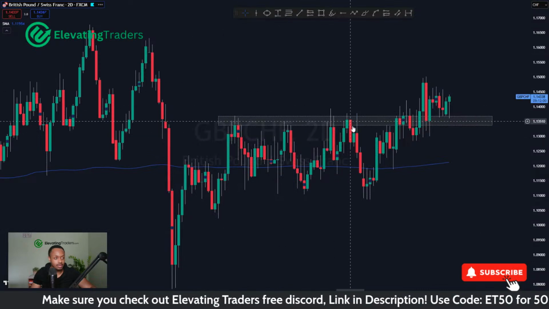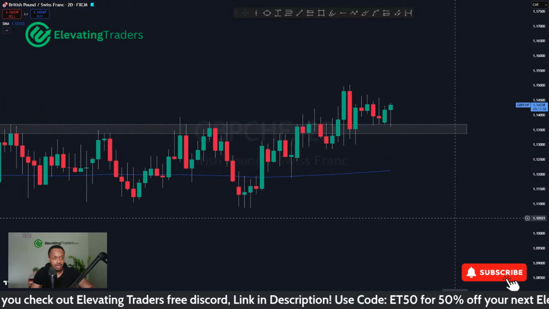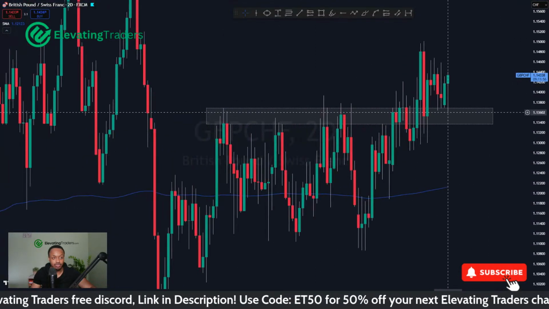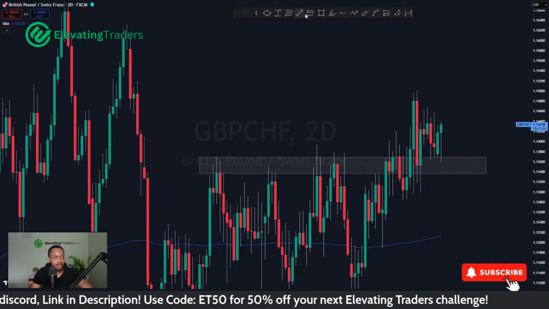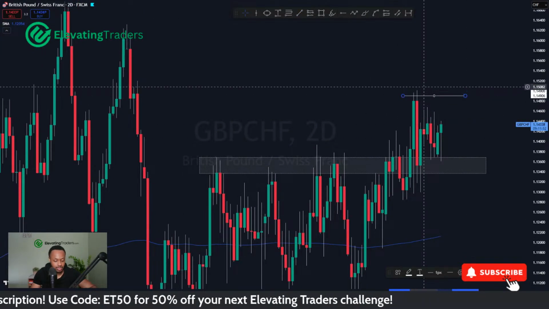Once, twice, a third time over there. We've had a breakout. Now it looks like price is successfully retesting it. So I do think Pound CHF can see a move back into resistance up there.